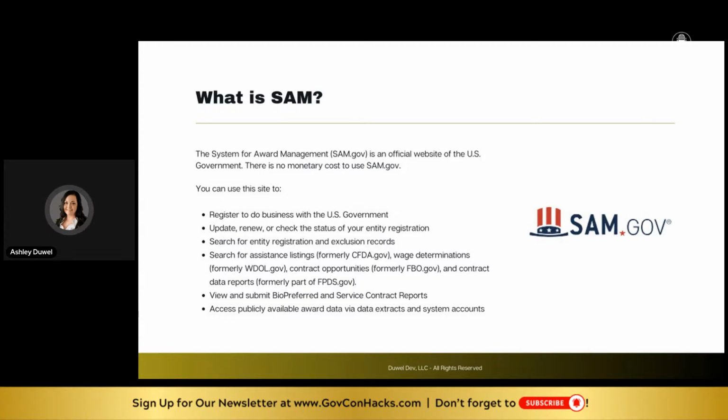So you can use this site to register and do business with the government, renew, update, or check the status of your registration, search for entity registrations and exclusion records, search for assistance listings, wage determinations, contract opportunities, and contract data reports. You can view and submit bio-preferred and service contract reports and access publicly available award data via the SAM.gov data extracts and system accounts.